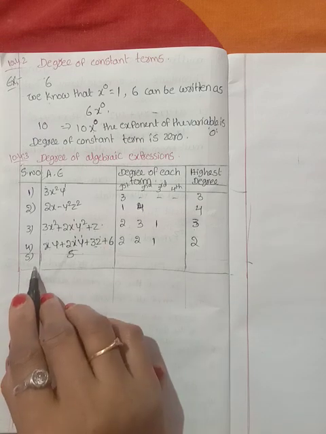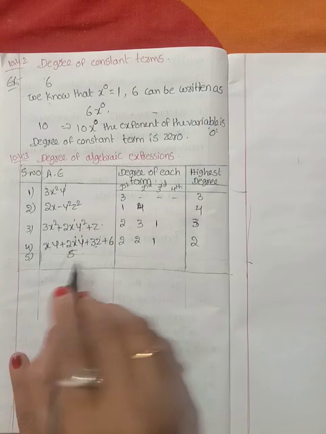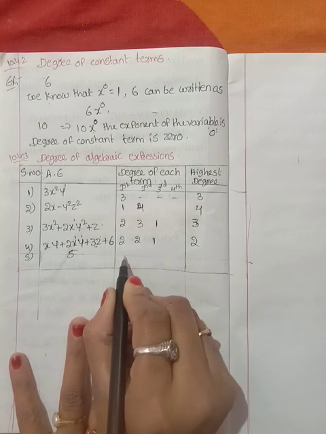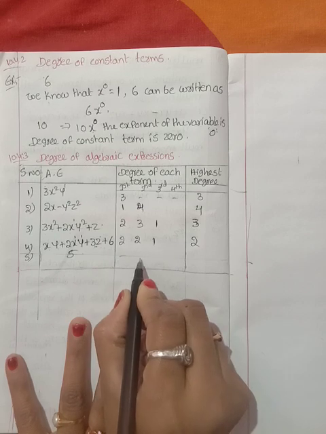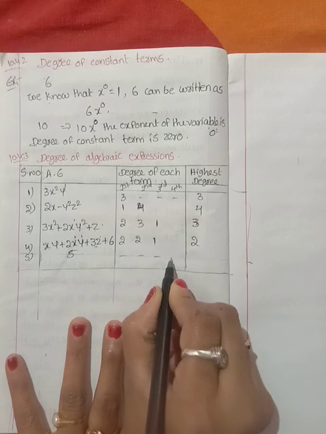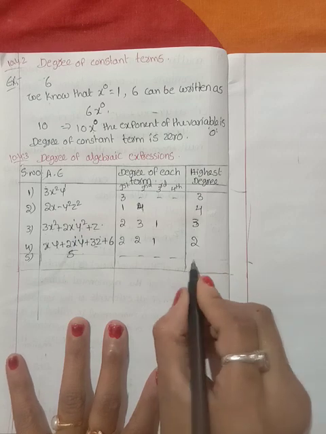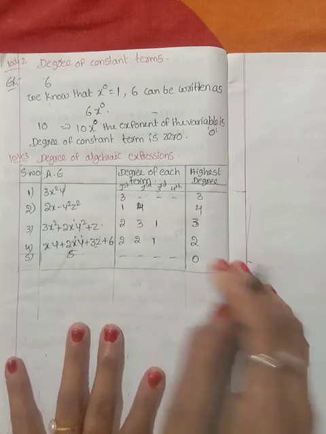Next, the fifth one is the constant 5. There is no first, second, third or fourth term here, so the degree of the constant term is 0 only.